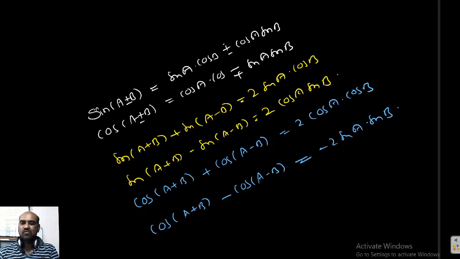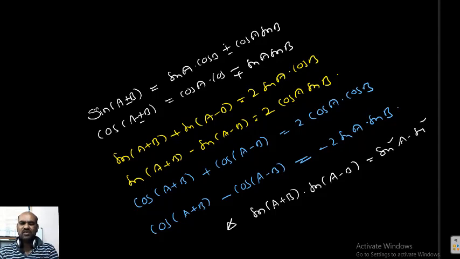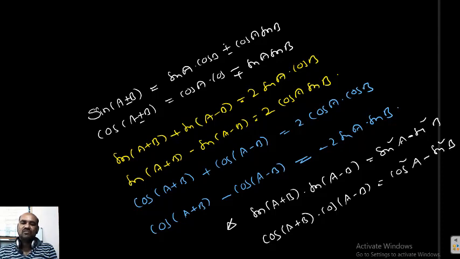Okay, after that, two more important results: sin of a plus b into sin of a minus b, generally known as sin square a minus sin square b, or cos square b minus cos square a. Another one is cos of a plus b into cos of a minus b, derived as cos square a minus sin square b. Okay. So these are the important results for us.